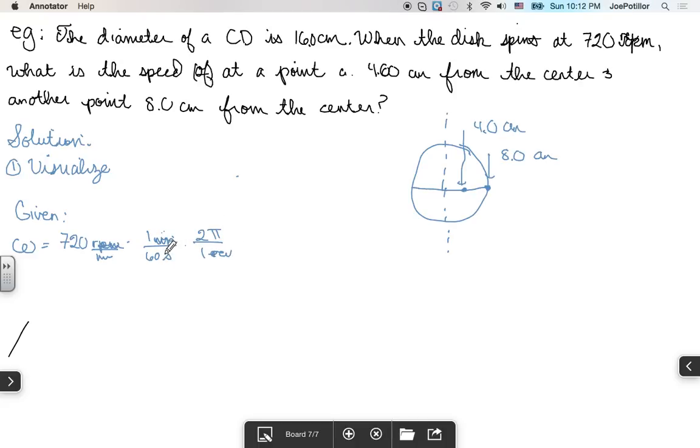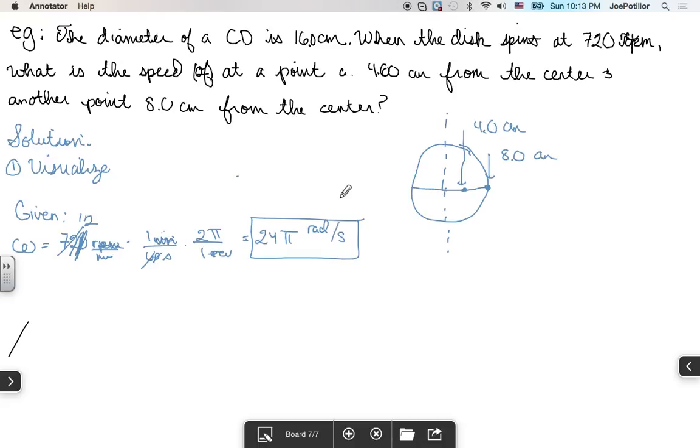So to convert that really quick, that kills that. 72 divided by 6 is, of course, 12. 12 times 2 is 24. Of course, I could have also divided by 3 and got 30, and then 72 divided by 3 is, of course, 24. So this is 24 pi radians per second.